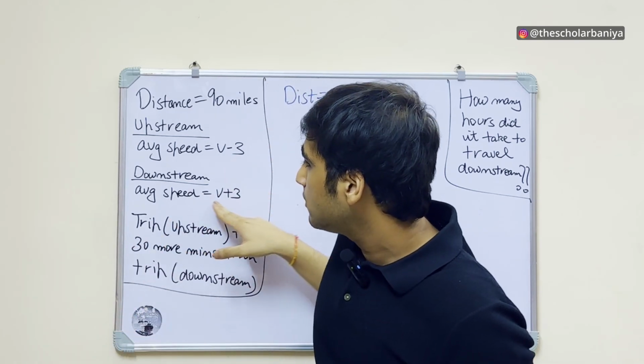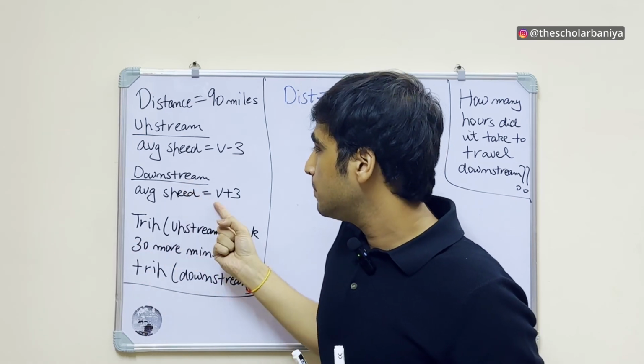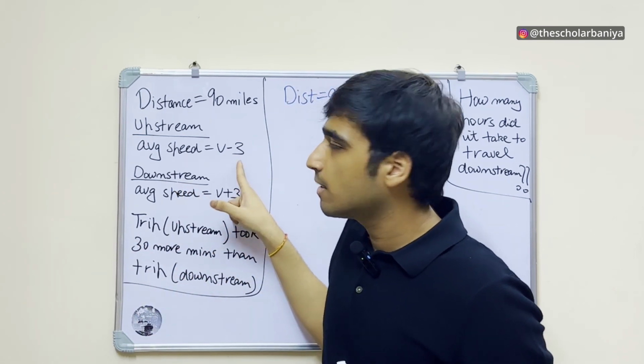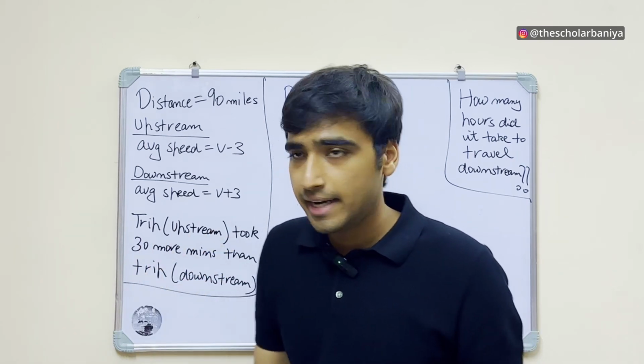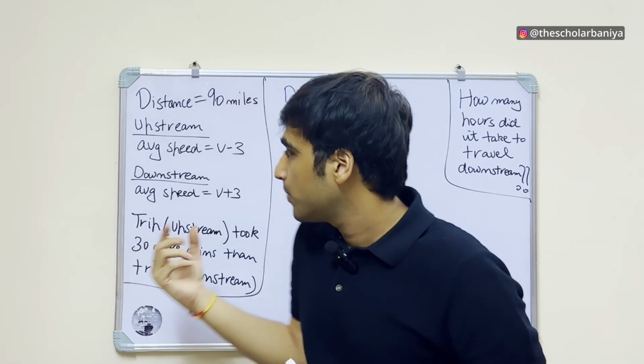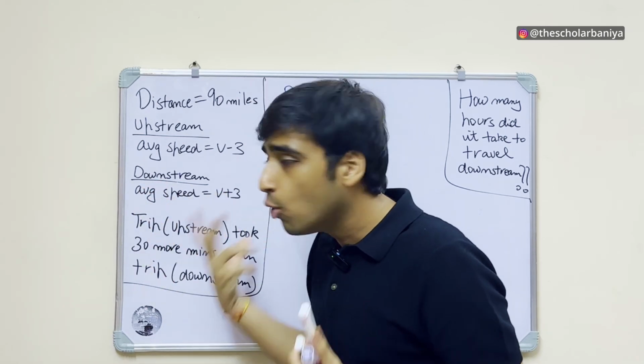And downstream the speed is more. In downstream the speed is v plus 3. So you can see the speed in downstream is more than the speed in upstream, which is pretty obvious, right? So we can also derive one thing from here, that the average speed of downstream is more, right?